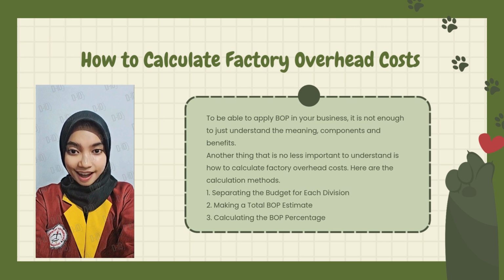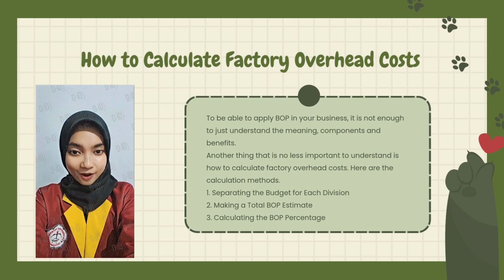3. Calculating the BOP percentage. The third or last way to calculate is to find the percentage of BOP needs in each division and divide it according to its needs. When compared to the two previous calculation methods, this last method is the most commonly used today. The reason is because it is simpler and faster.